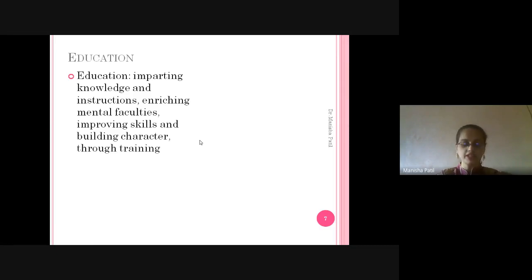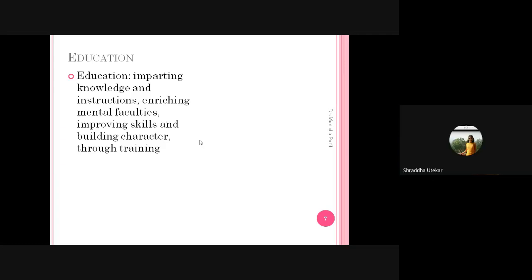What is the difference between information and knowledge? It is only when you understand the information that it becomes knowledge. If you don't understand the information, it is not knowledge. Then, next we come to instructions. We have already seen the instructions in the last slide. Order and instructions.